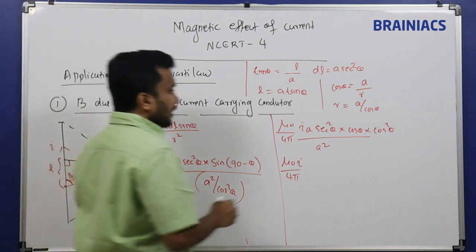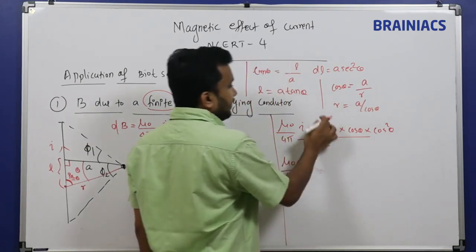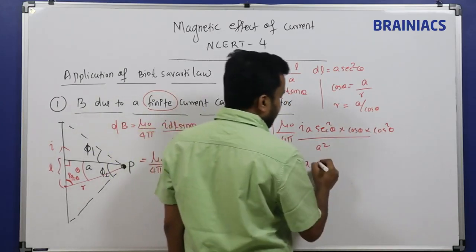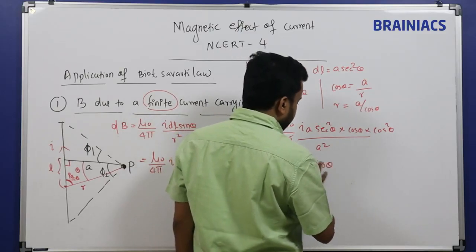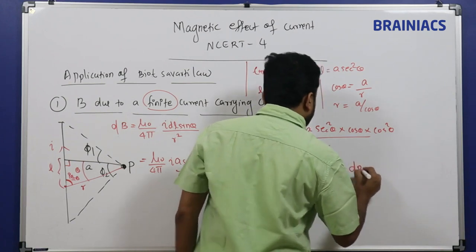So mu 0 I into a into sec square theta. Sec square theta can be written as 1 by cos square theta, so this will be cancelled. So it becomes cos theta divided by a. This is nothing but dB.